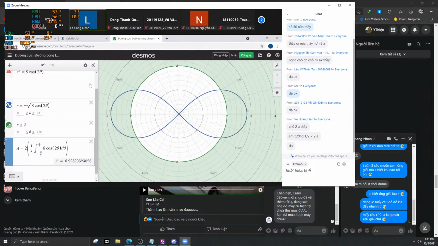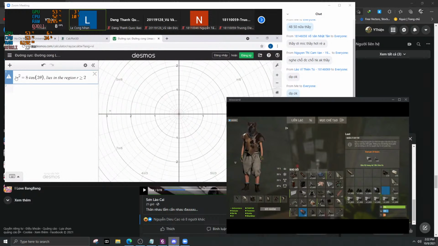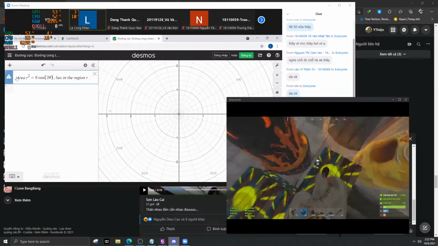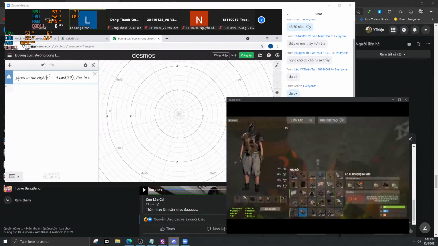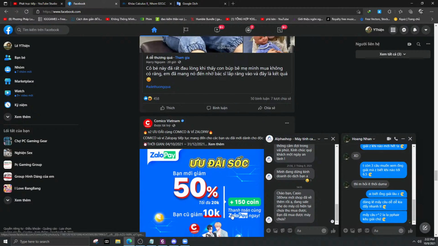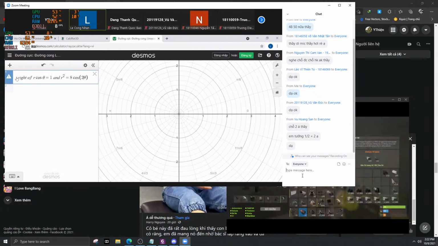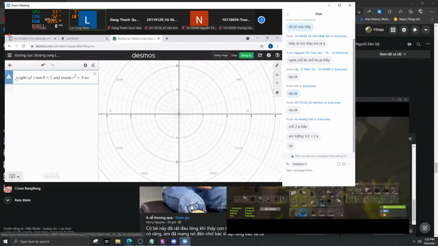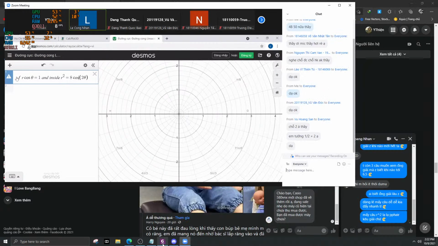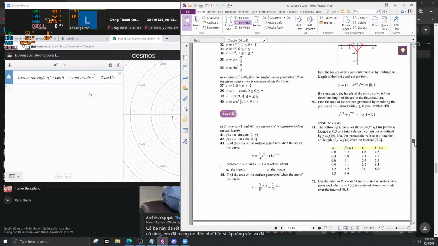Okay, so I erase this one. The polar area of the region to the right of the line with the equation r times cosine of theta equal 1 and inside the lemniscate with the equation r squared equal 2 cosine of 2 theta. Okay, does it make sense?